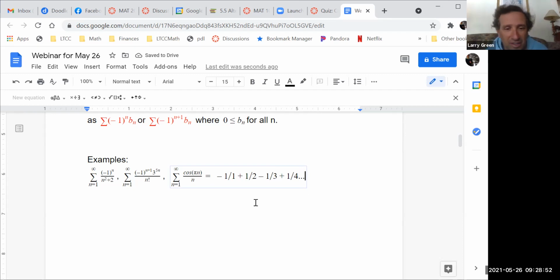Yeah, this is an alternating series. It's negative, positive, etc., etc. In fact, you could rewrite cosine of pi n as (-1)^n. So again, just because it doesn't announce that it's (-1)^n doesn't mean it's not (-1)^n.